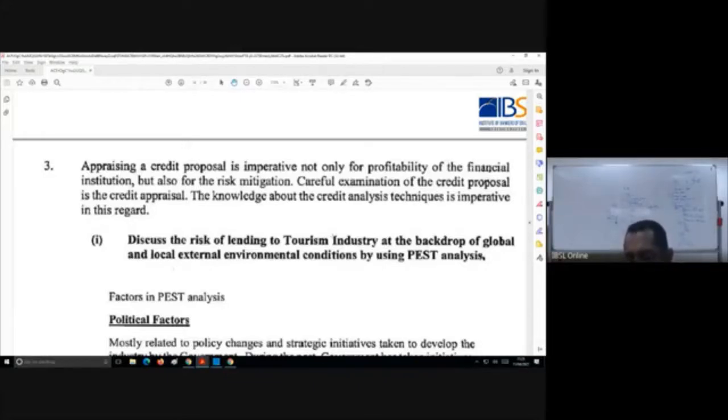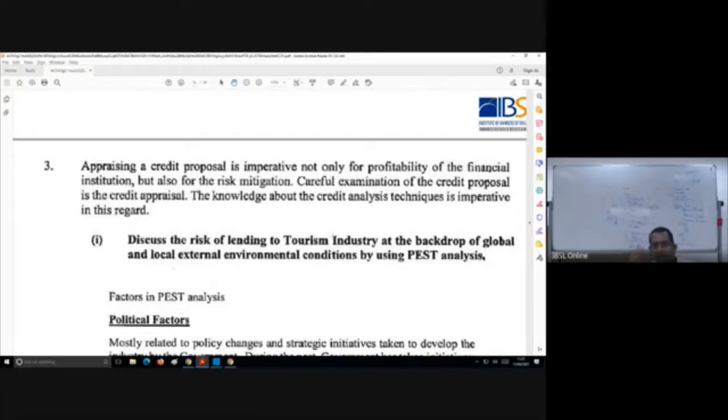They have taken out L and E, legal and environment, right? Political, economical, social, and technological analysis. Using these 4 angles of PEST, you have to discuss the tourism industry. PEST is political. Political is policy changes, strategic initiatives.